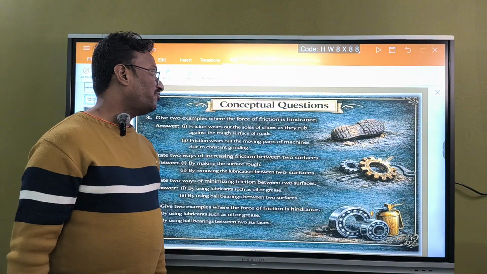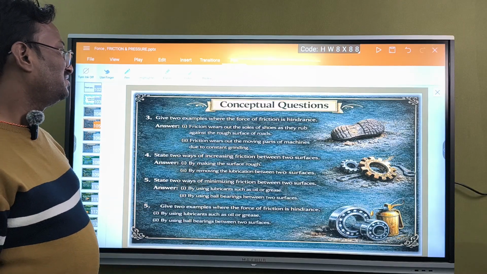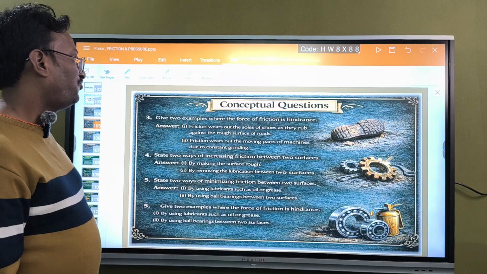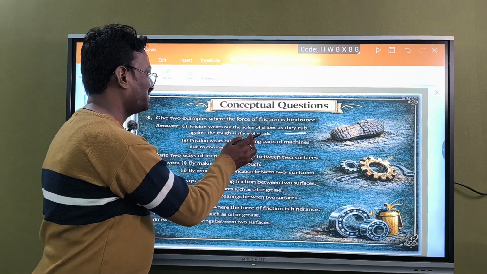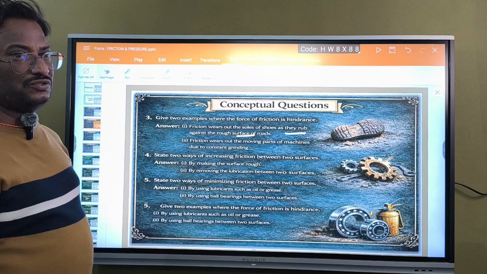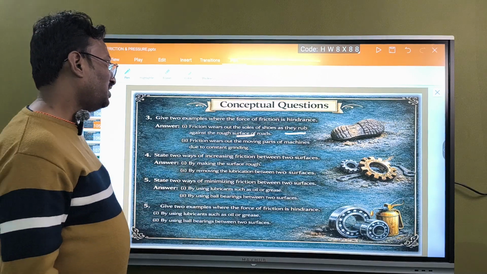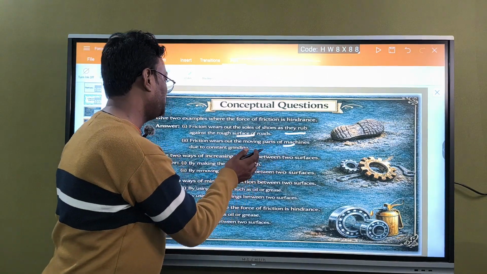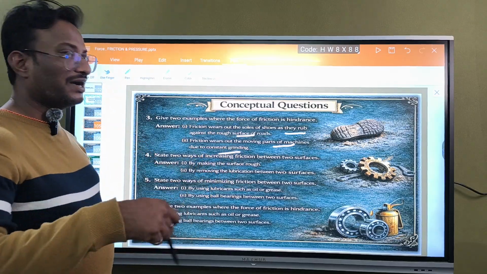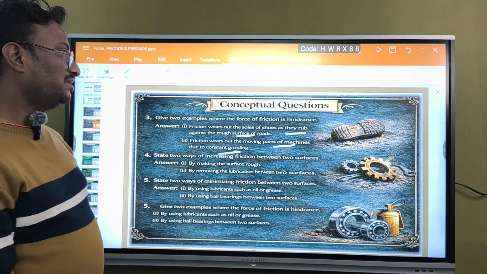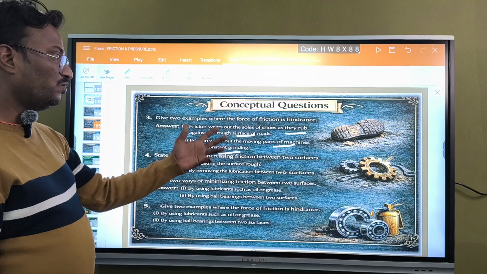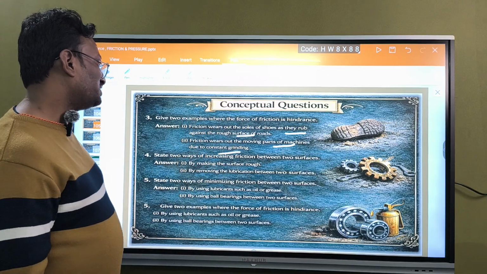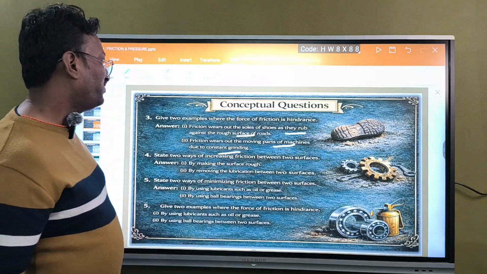Give two examples where the force of friction is a hindrance, that is, difficult. Friction wears out the soles of shoes as they rub against the rough surfaces of roads. Okay. Friction wears out the moving parts of machines due to constant grinding, constant use. So that is the drawback. Hindrance means drawback, negative.